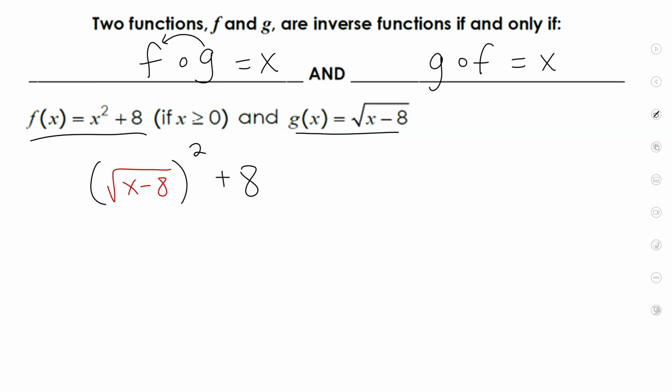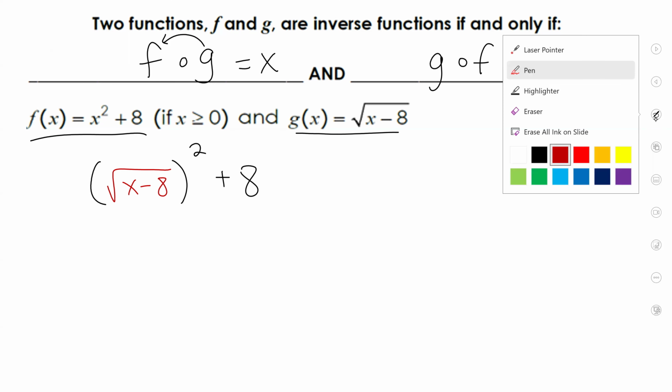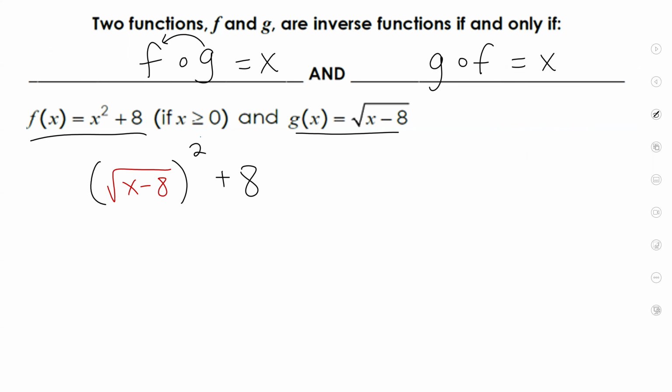Now, if this simplifies to x, that means they might be inverses of each other. Let's see. Won't this squared and this square root cancel? So I'm left with x minus 8 and then a plus 8. Negative 8 and positive 8 cancel out. I'm just left with x.